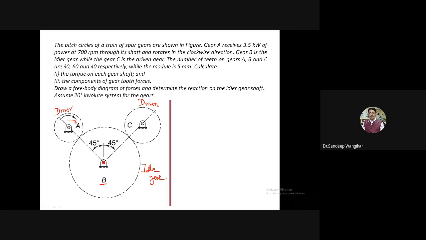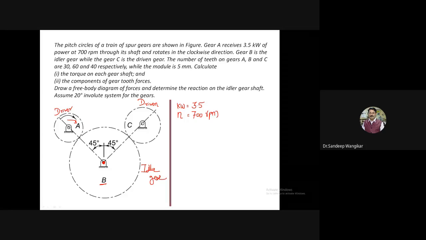Draw the diagram and write down what is given. I will simultaneously write here. Drawing the diagram is very important. So gear A receives power, kilowatt equal to 3.5, RPM 700 through its shaft. Okay, it is at gear A.